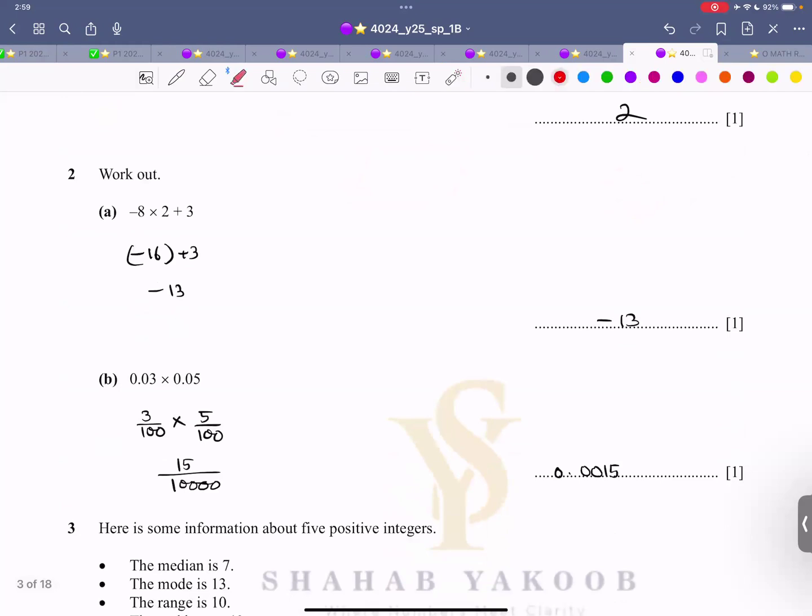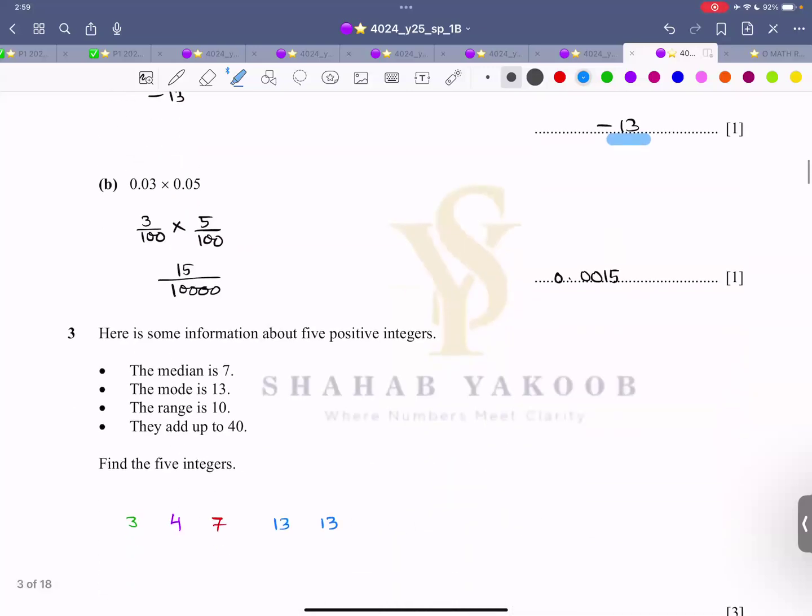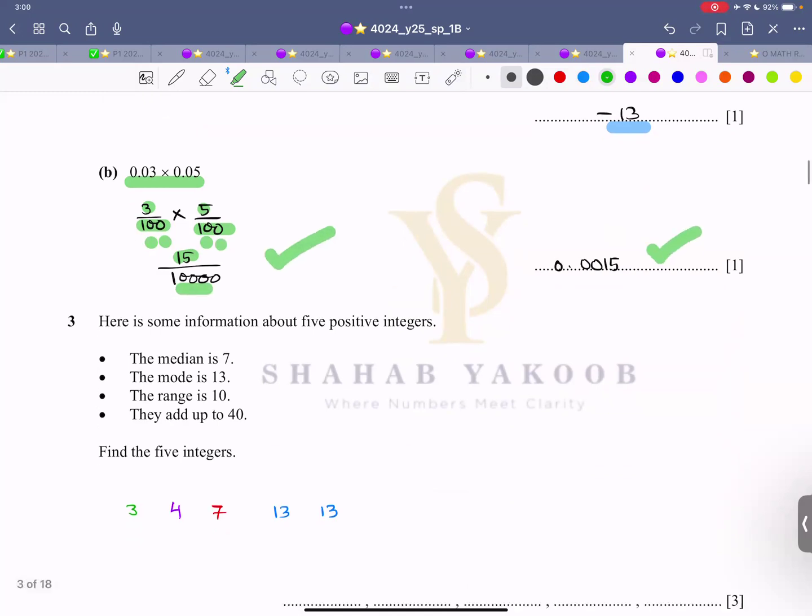The next question is about the order of operations. So this is multiplication, this is addition. First we will multiply, then we will add. This is the answer. The next part is about multiplication. I prefer to do it in fractions. So 0.03 is 3 over 100. This is 5 over 100. 5 into 3 is 15. And there are 4 zeros in the denominator. I can leave it as it is, or I can convert it into decimals.